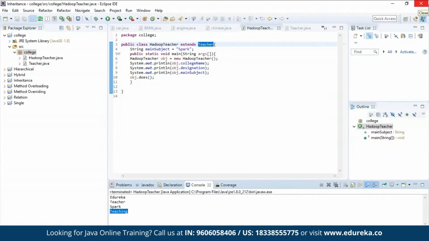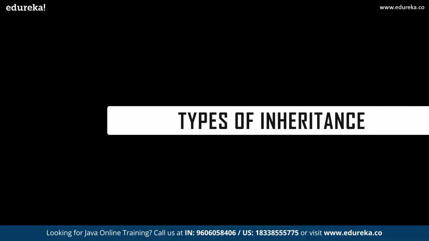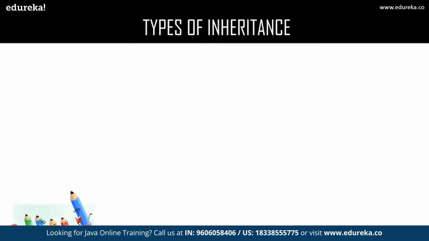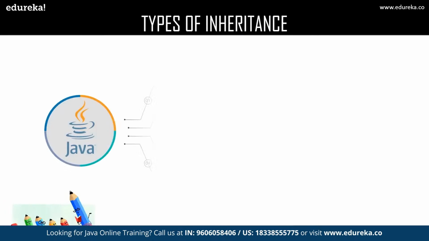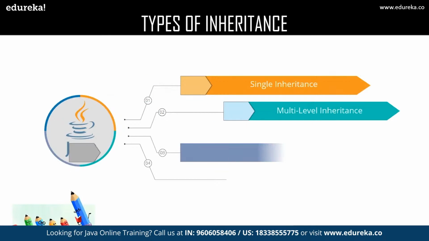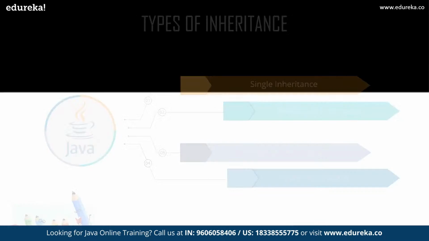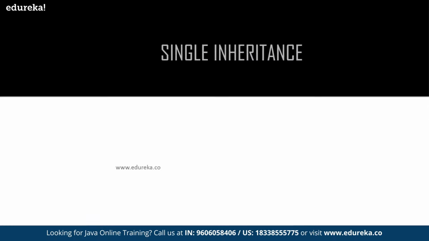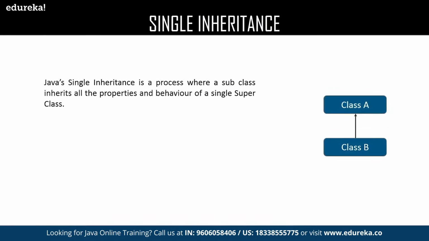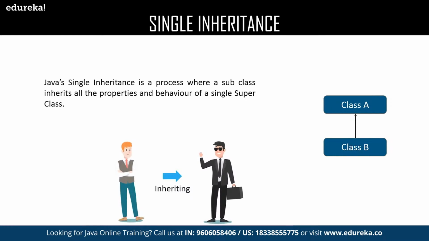Now that you have understood Java inheritance in a practical way, let us get into the types of inheritance supported by Java. Java basically supports four types of inheritance, namely single inheritance, multi-level inheritance, hierarchical inheritance, and hybrid inheritance. Let us discuss each one of them in detail. Firstly, single inheritance. Single inheritance is a procedure where one child class inherits the methods and properties of one parent class. In simpler words, the whole system consists of only two classes, one parent and one child.